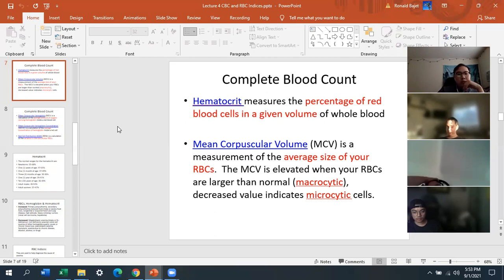For MCV, normal is 80 to 100. Less than that is microcytic cells, and greater than that, outside of the range, is macrocytes.